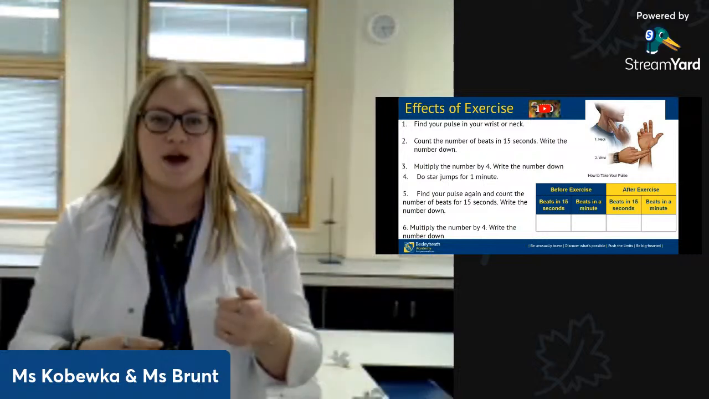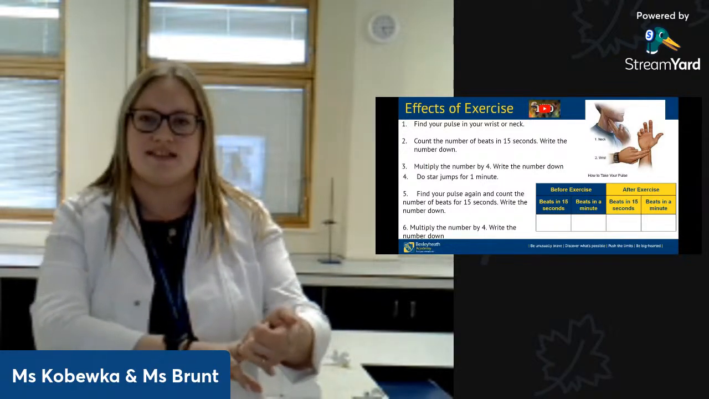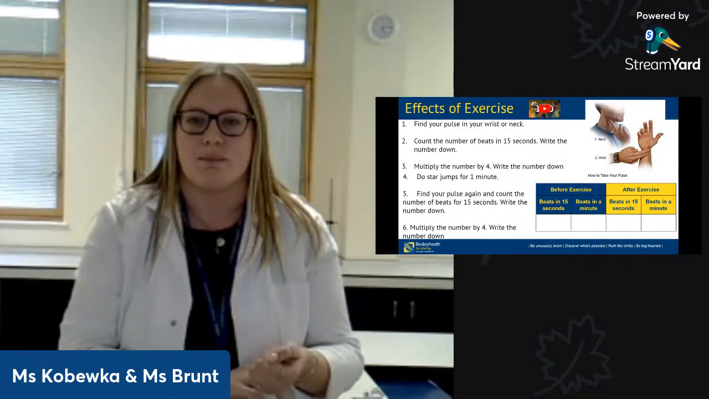And there we go. So when I did this earlier, I counted 16 for mine, which I would put into the first box on our worksheet. So seeing as I had 16 heartbeats per 15 seconds, I would times this by 4, which I would get 64, and I would put that in the beats in a minute before exercise box.